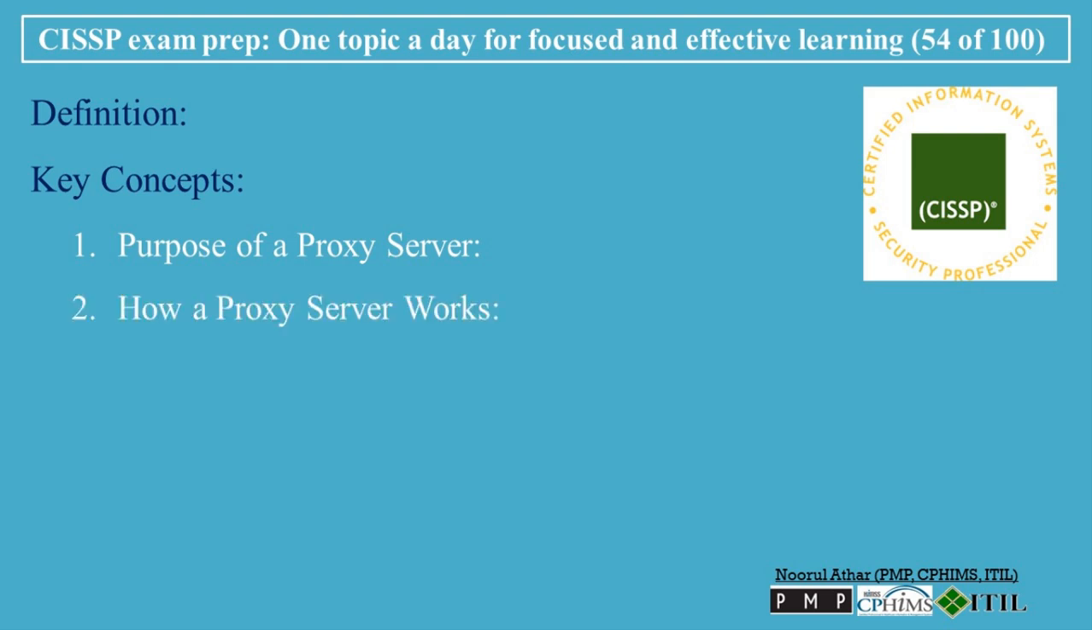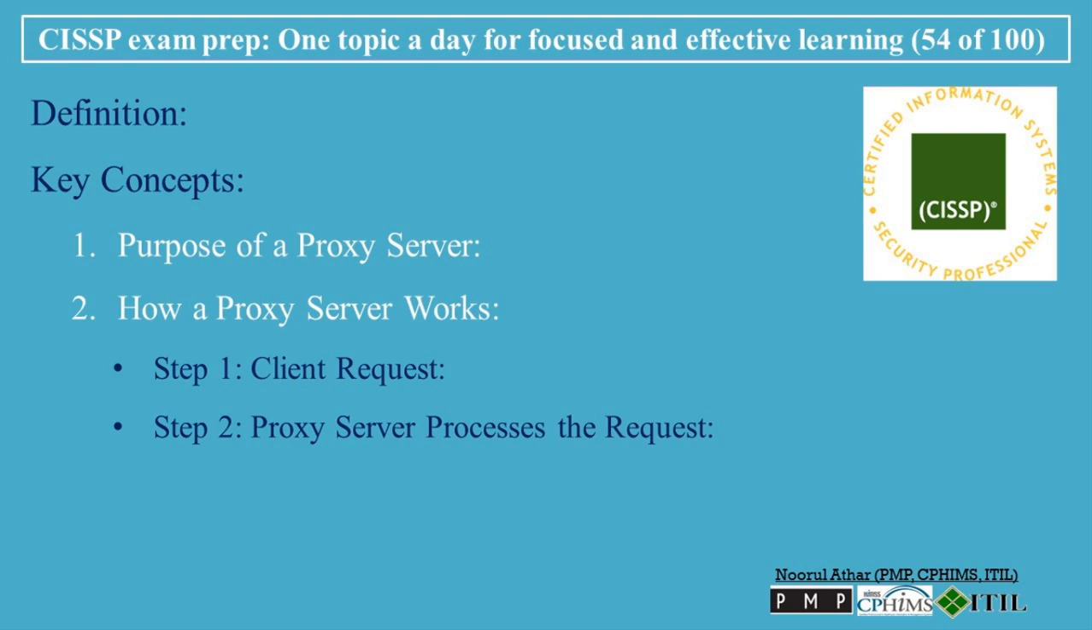2. How a proxy server works. A proxy server functions by receiving requests from clients, such as web browsers, and forwarding those requests to the destination server on behalf of the client. It then receives the server's response and forwards it back to the client. Step 1. Client request. The client sends a request, e.g., to access a website, to the proxy server instead of directly to the destination server.